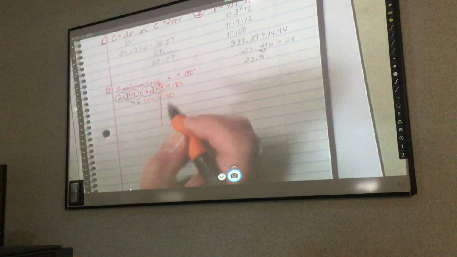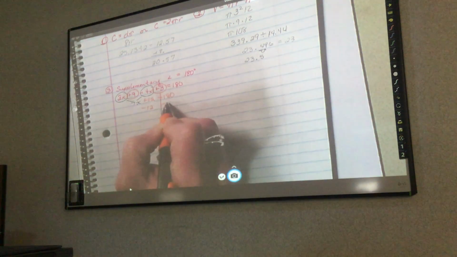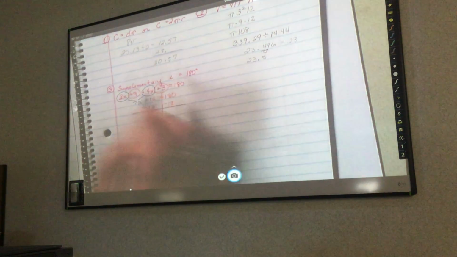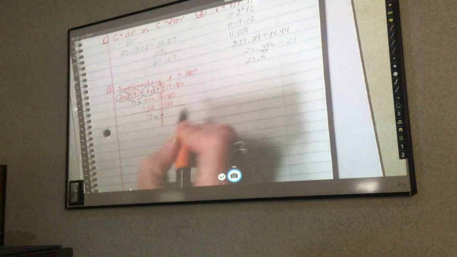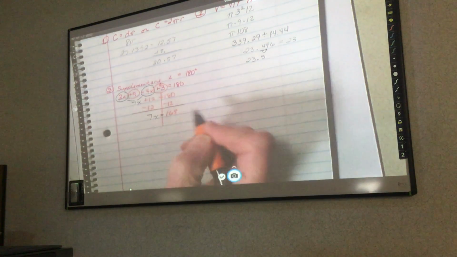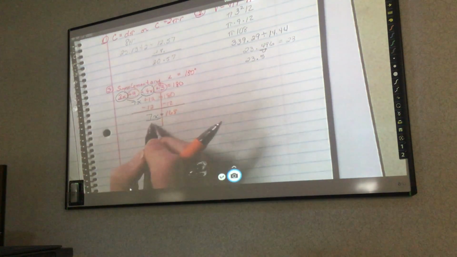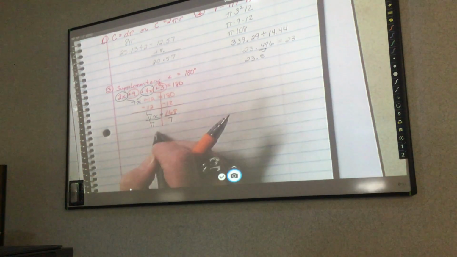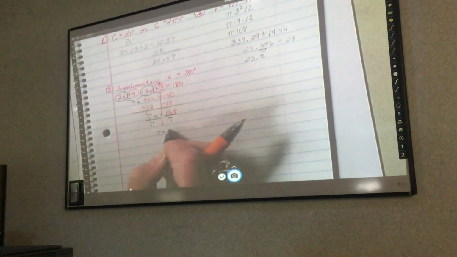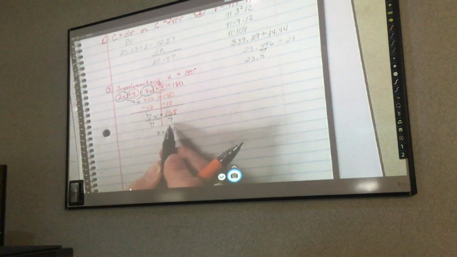Draw my line, subtract 12 from both sides. So now I'm left with 7x equals 168. Then I'm going to divide by 7, which cancel each other out. Divide by 7, so x equals 24.